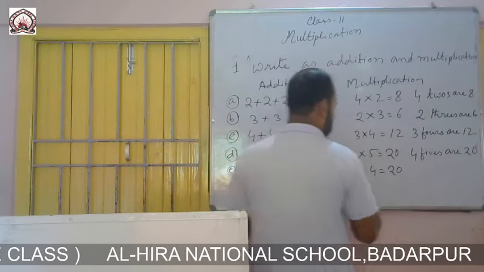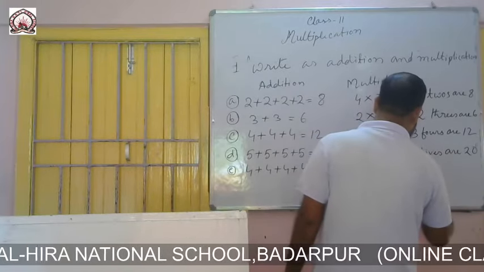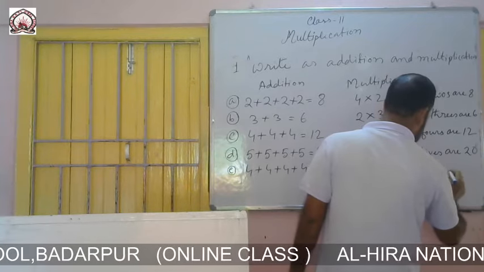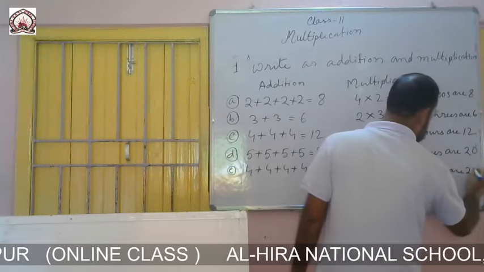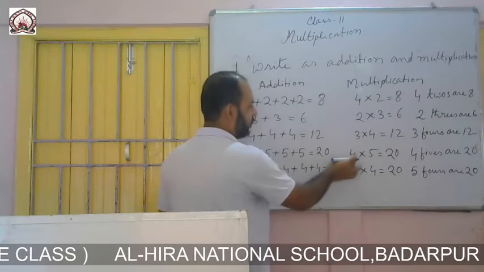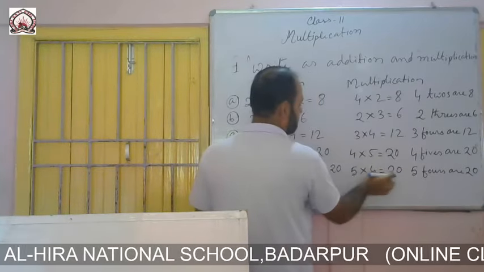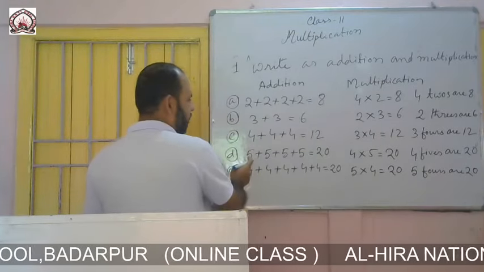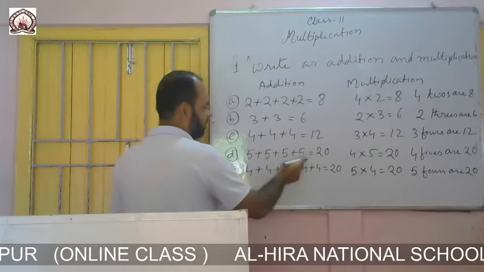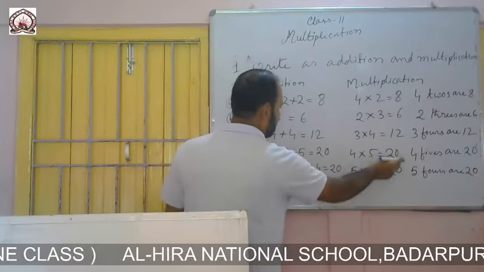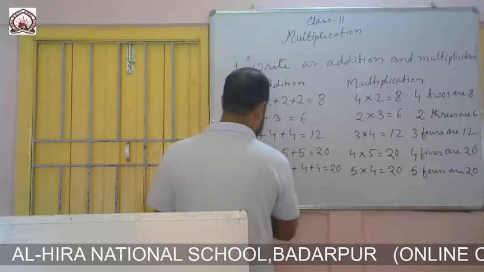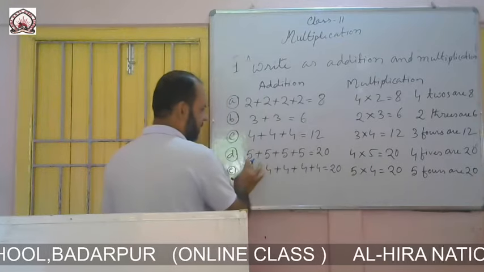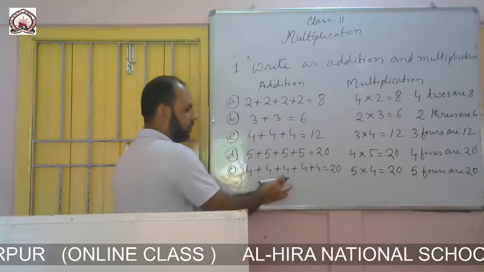In words we write 5 4s are 20. So here you see, 4 5s are 20 and 5 4s are 20. So both answers are same, but what is the difference? Here 5, 4 times, and here 4, 5 times.